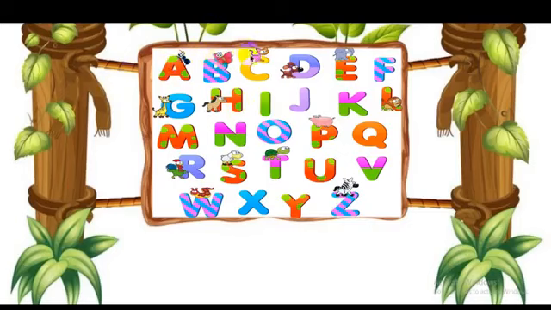A, B, C, D, E, F, G, H, I, J, K, L, M, N, O, P, Q, R, S, T, U, V, W, X, Y, Z. Faster. A, B, C, D, E, F, G, H, I, J, K, L, M, N, O, P, Q, R, S, T, U, V, W, X, Y, Z.